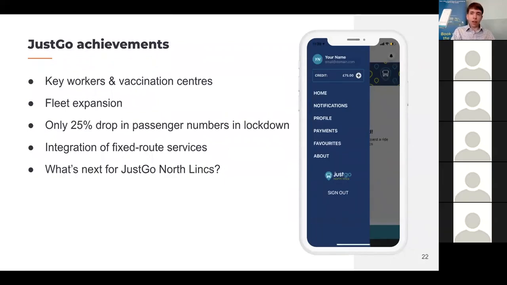And so we're just going into the Just Go achievements. And this is where I'll finish. So a big thing is key workers and vaccination centres. The importance of the service throughout the 2nd and 3rd lockdowns that we've all been through, so for people to make essential journeys in the area is really clear. Even though the service was new, it helped key workers get to work.